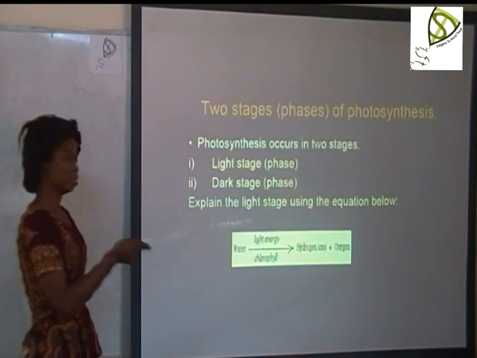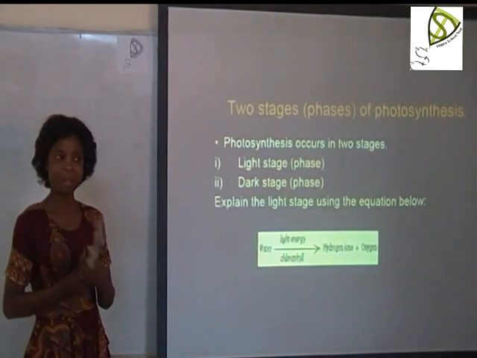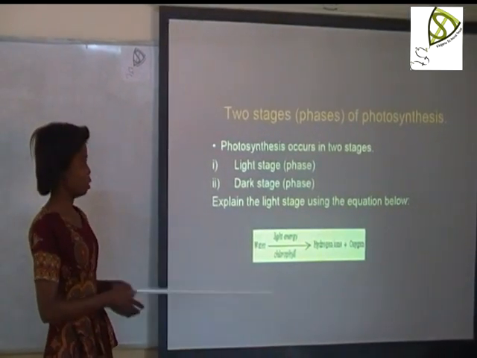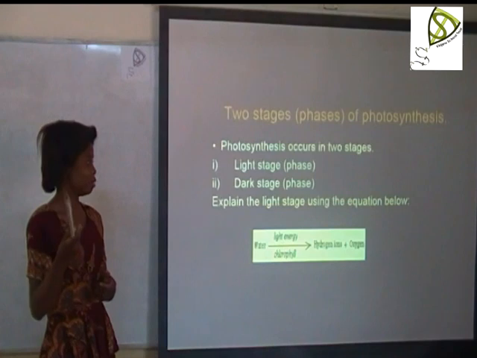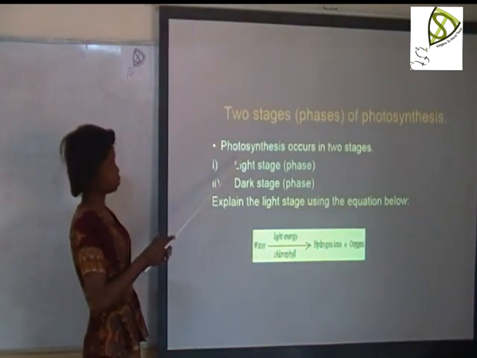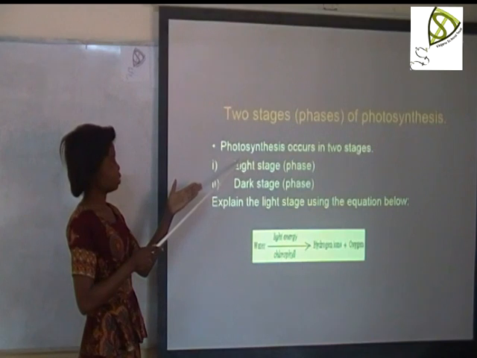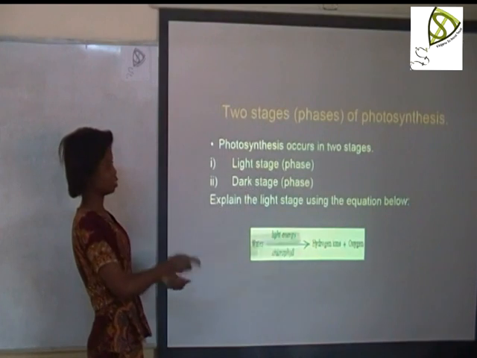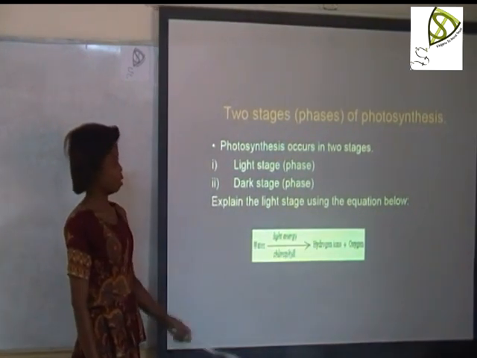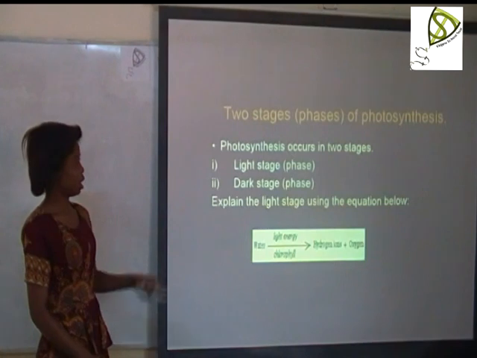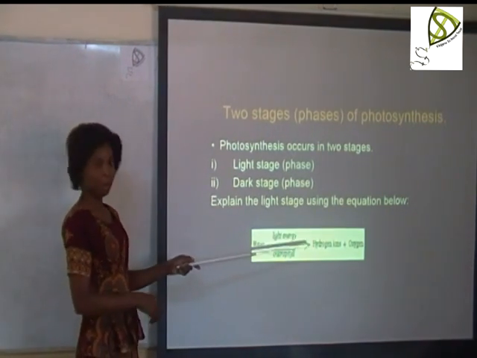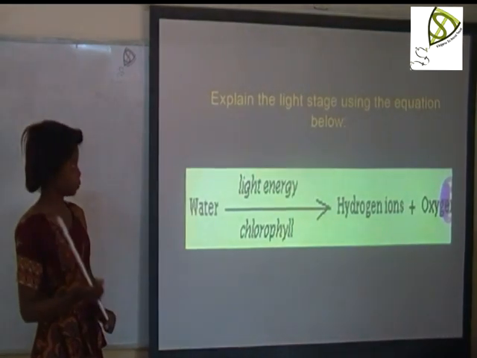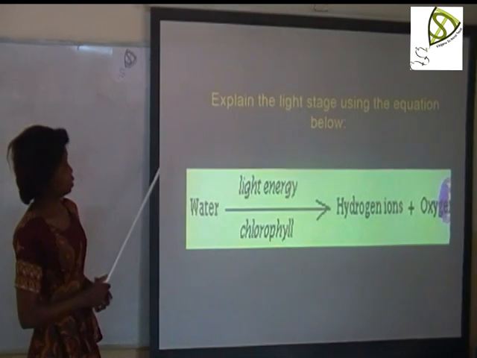Oxygen gas will diffuse into the atmosphere and be used by other living organisms, like you, the same person who is watching this video. You're using oxygen to breathe in and have respiration because the plants went through the process known as photosynthesis to release the oxygen gas. Now what happens to hydrogen ions? So hydrogen ions will remain in the leaf and be used in the next stage, which is known as the dark stage.